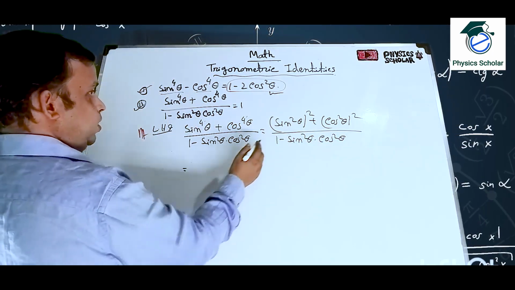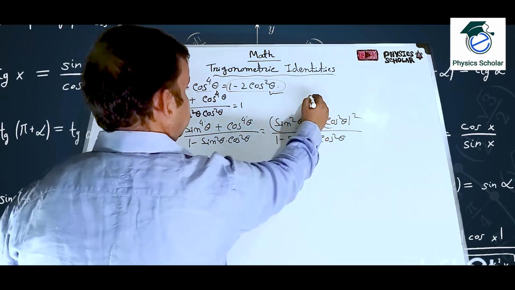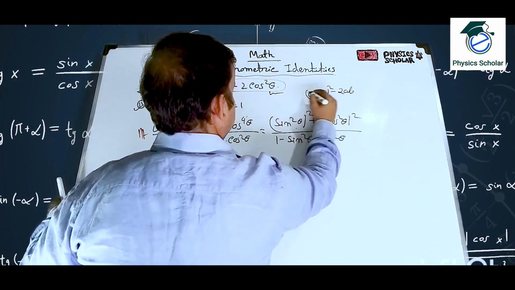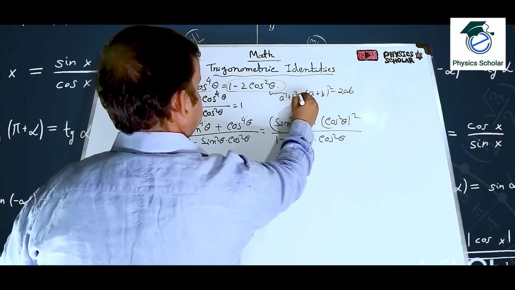Now what can we write? a square plus b square. What is the formula? a plus b whole square minus 2ab. So that is the a square plus b square formula.